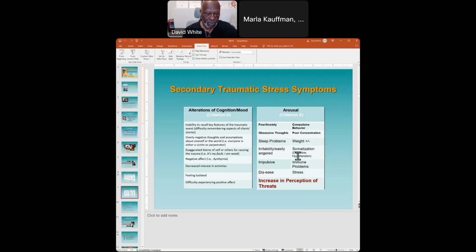You might start to develop things like hypertension and being hyper alert. You start to see disease because your immune system is impacted. You're starting to become more and more stressed. Once again, you have an increase in the perception of threat.